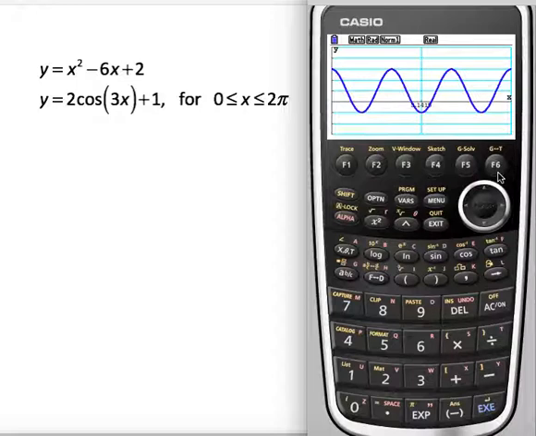So I've just drawn two different graphs very quickly and changed the window, and you should be able to do that very simply.